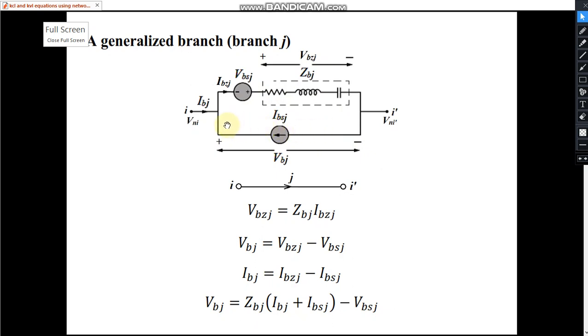In a particular branch, there may or may not be a current source, and there may or may not be a voltage source. Similarly, resistance, capacitance, etc. may or may not be there. But a general branch can consist of this. Not only this, consider the orientation of this branch. This is, for example, branch number J, so the branch is designated as J. This node is for example I, and this node is for example I dash. The orientation of this branch is from I to I dash. So branch J is from I towards I dash. So the impedance of this branch is this much.